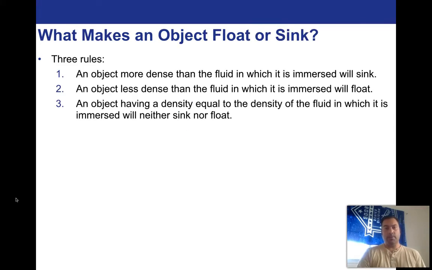All right, so let's review this. What makes an object float or sink, right? Number 1, an object more dense than the fluid in which it is immersed will sink, in general. Number 2, an object less dense than the fluid in which it is immersed will float. And number 3, an object having a density equal to the density of the fluid in which it is immersed will neither sink nor float, it will hover. All right? Basically, that's the distilled synthesis of all of these processes we've been talking about since the beginning of the lecture.